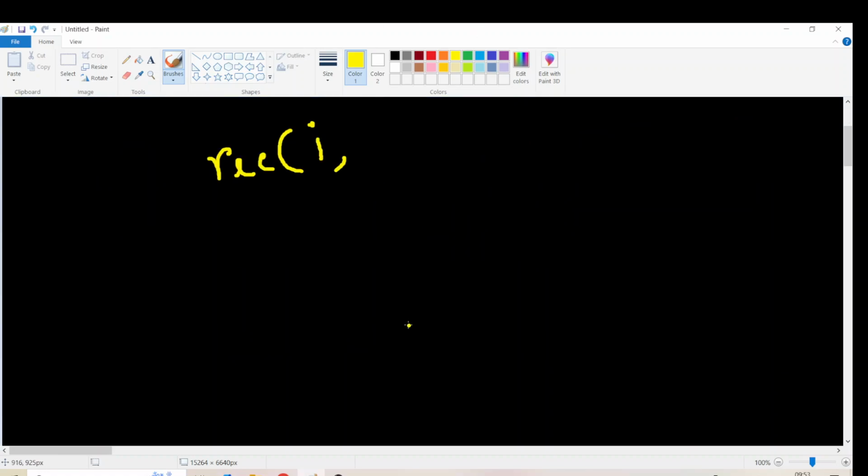Let's say we are painting some house, the ith house. Let's say our houses are numbered 1 2 3 4 5 6. So let's say we are painting the second house. Whenever I am painting the second house, I will also try to paint the fifth house, because there is a constraint that the second and fifth house cannot be of the same color. So whenever I am painting 2, I will try to paint 5.